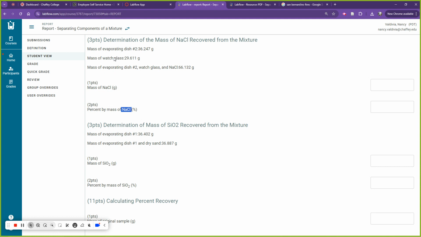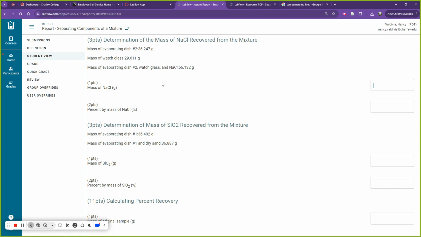It's giving you the information, you know, evaporating dish. This one's a little bit different. It actually gives you the mass of the evaporating dish all on its own. And then it's saying mass of evaporating dish number 2, the watch glass, and, oh, it was a watch glass, sorry, not evaporating dish. So it's 2 different things plus your sample.